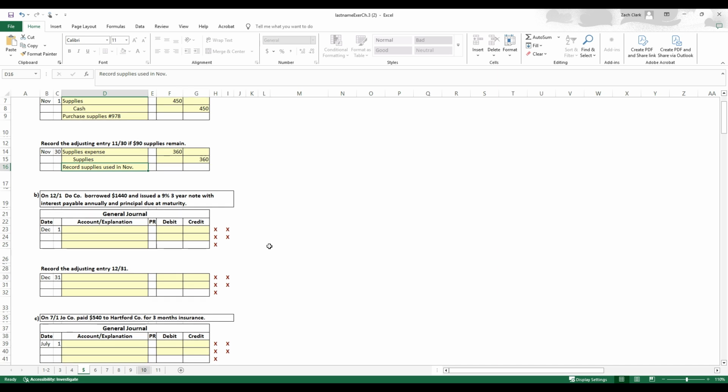Okay, on part B, we borrowed $1,440 and issued a 9% 3-year note with interest payable annually and principal due at maturity. Okay, so the first thing that we want to record, right, we took out cash and we have notes payable. So this is like our initial receipt of this cash. So 1440, and we can say bank loan proceeds.